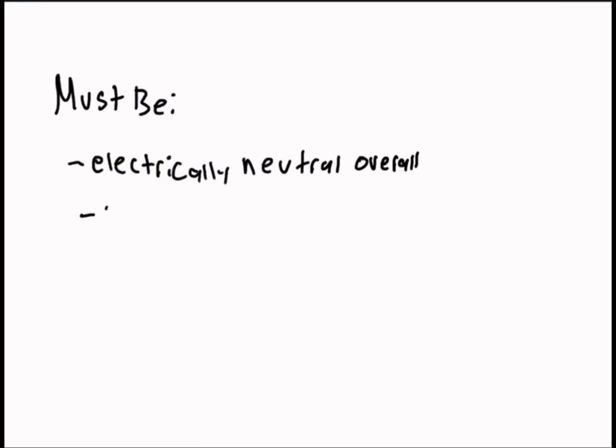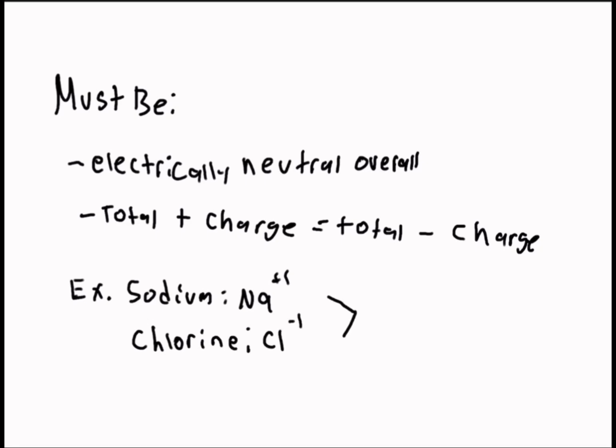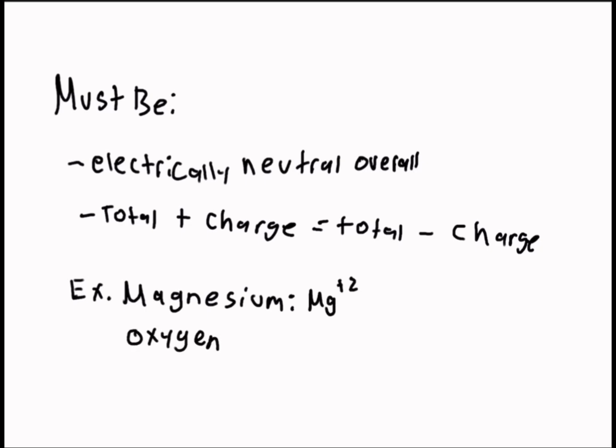Ionic compounds must be electrically neutral overall, even though individual ions carry charges. This means the total positive charge must balance the total negative charge. For example, sodium forms a +1 ion and chlorine forms a -1 ion, so they combine in a 1-to-1 ratio to form sodium chloride. Magnesium forms a +2 ion while oxygen forms a -2 ion, so they also combine in a 1-to-1 ratio to form magnesium oxide. The chemical formula reflects this charge balance.